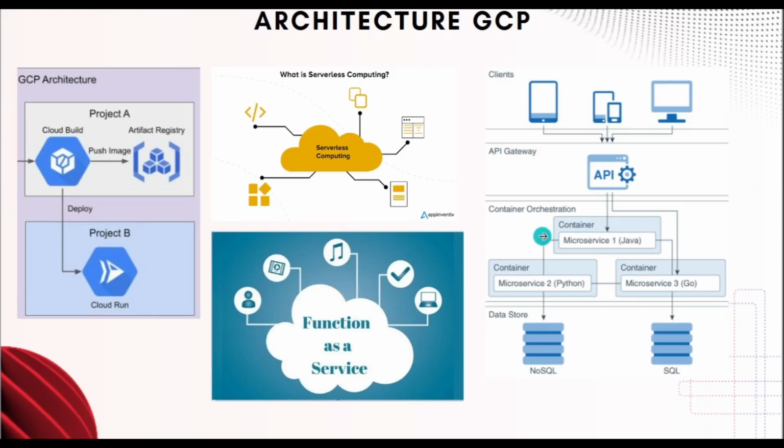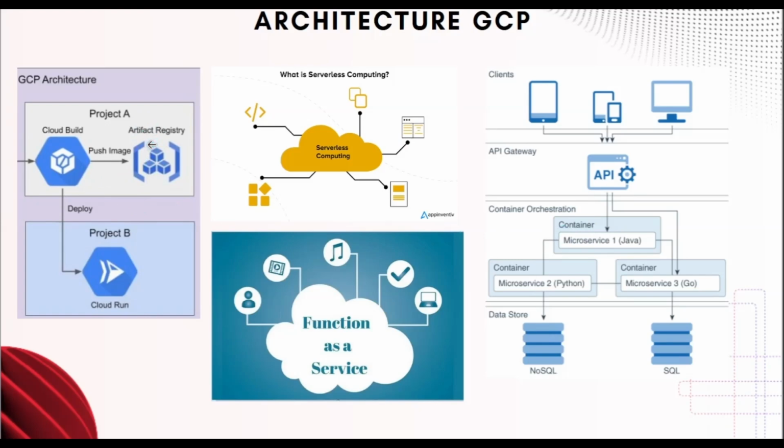And here is a representation of the architectures. I wrote functions as service and serverless here just to compare. There is the same representation of cloud trigger functions. This is what we are going to build, which I have already explained. And here is how GCP works with functions as services.